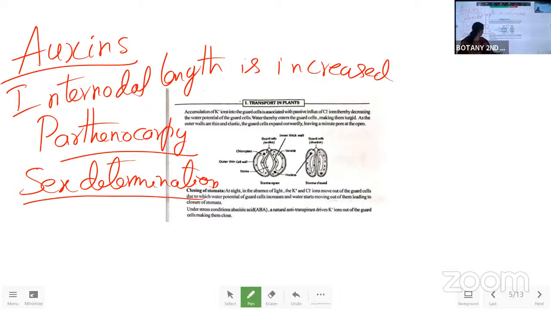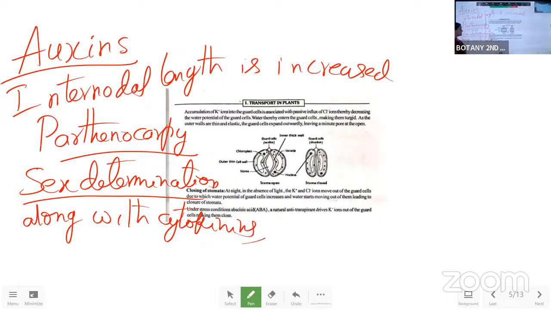And the next one will be the tissue culture. Auxins can be used in biotech labs for tissue culture. Along with cytokinins, auxins will increase the root and the shoot promotion of the tissues in the tissue culture lab. So that is the one we have to say.